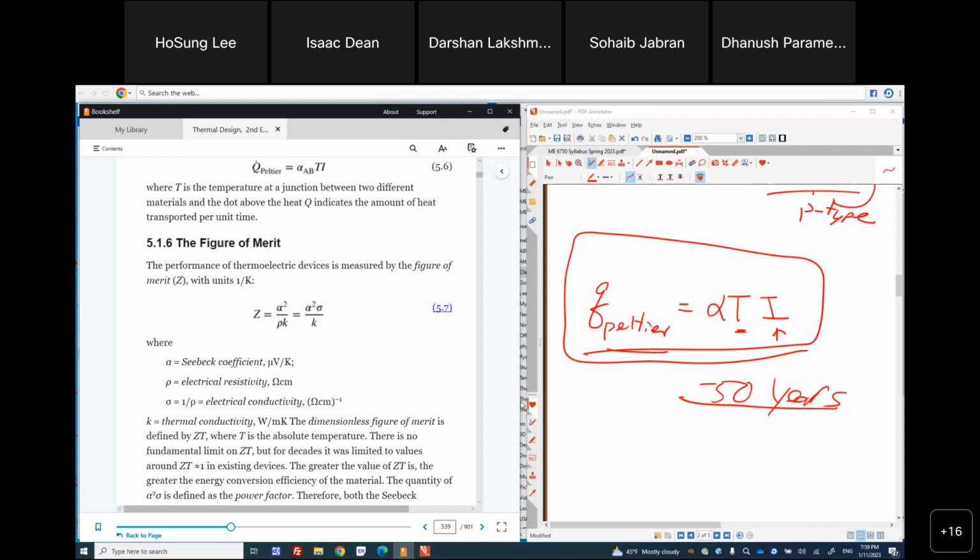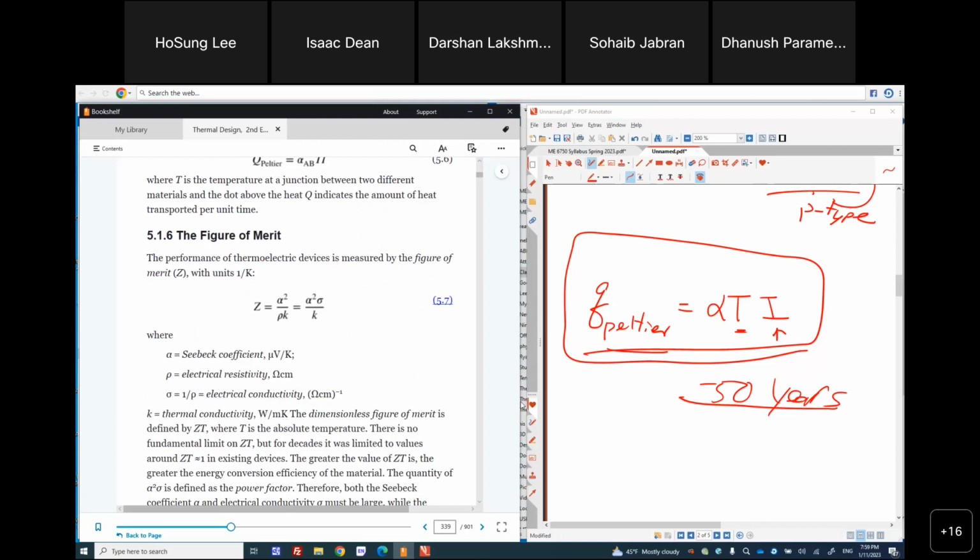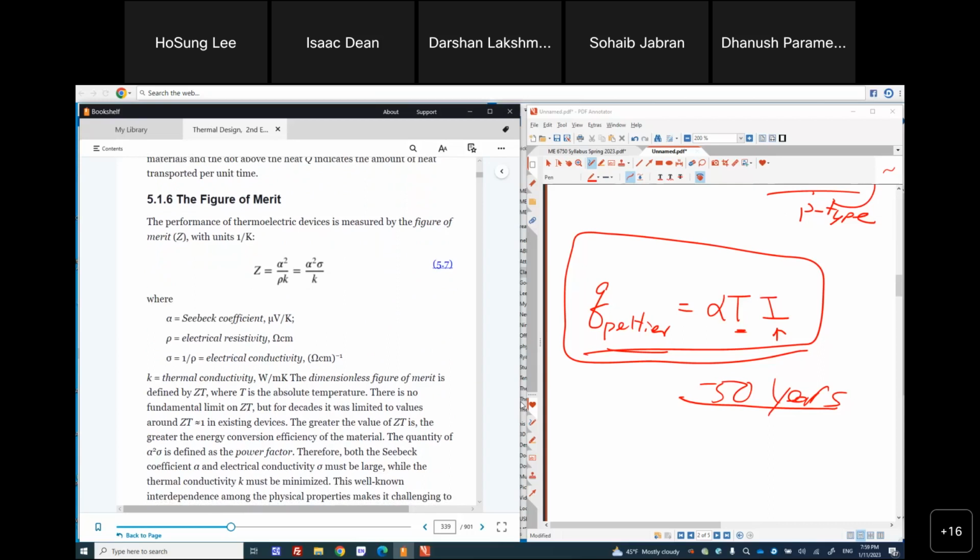Okay? So once you analyze, it turns out that there is a figure of merit, Z. Z is alpha squared over rho, where rho is electrical resistivity, or the inverse of electrical conductivity, times thermal conductivity. The unit is inverse of temperature, and it indicates the performance. The higher, the better. So the material people, chemistry, physics, electrical, are looking for higher Z value. If you multiply Z times any temperature, this is dimensionless. So sometimes ZT, some average. This is an important figure of merit to represent the material.